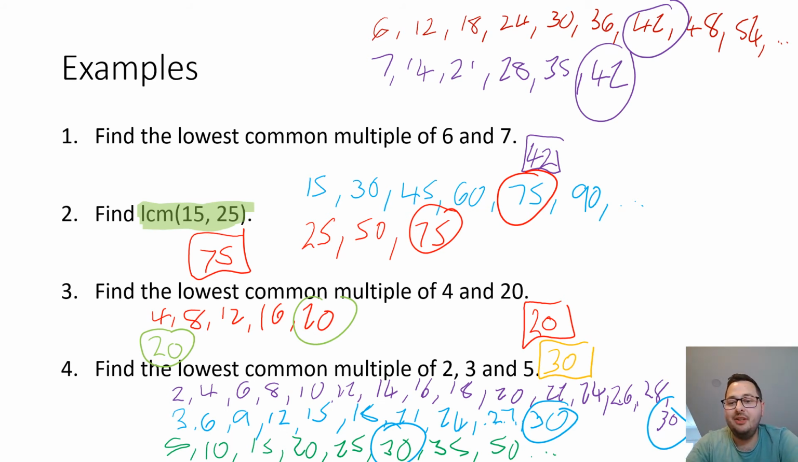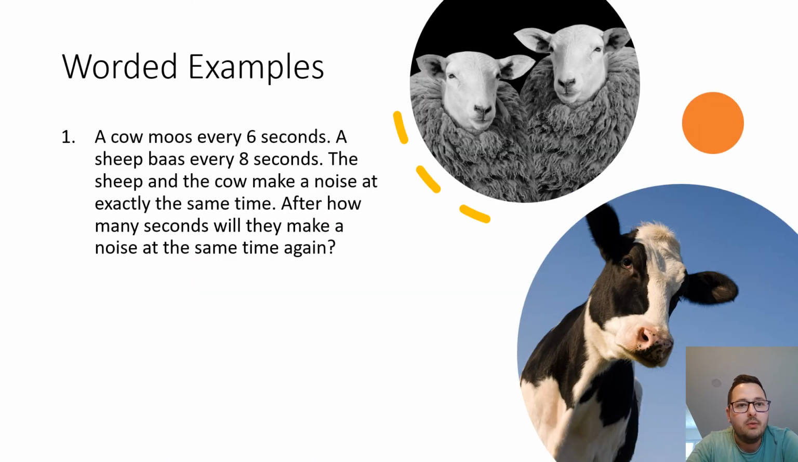Okay, let's just have a little sneaky peek at some worded examples now. So next one, we've got a sheep and a cow. I'm acting surprised I made this PowerPoint, but we've got a worded example. So number 1, a cow moos every 6 seconds, lovely, and a sheep baas every 8 seconds. The sheep and the cow make a noise at exactly the same time. After how many seconds will they make a noise at the same time again?